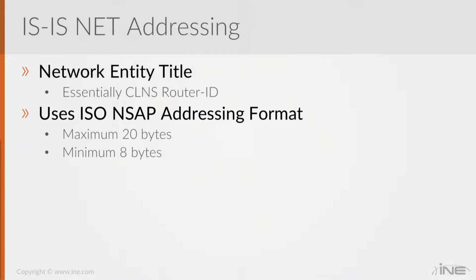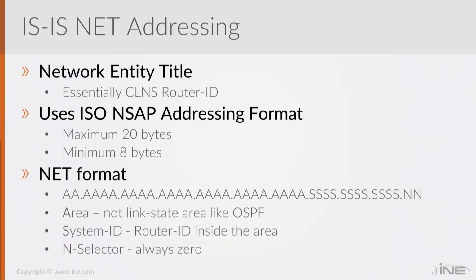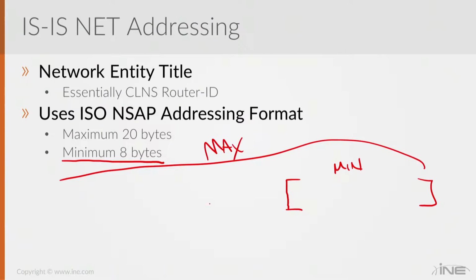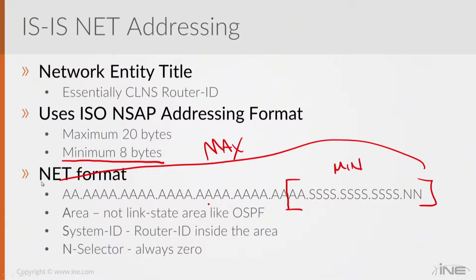Now, the specific format, though, is what typically trips people up, because it's a 20-byte ISO NSAP address, and the format looks something like this, where we have 3 fields in the format. We have the area, the system ID, and the end selector. At a minimum, the address needs to be 8 bytes long, so it means the minimum address length is going to be there. And the maximum is the entire 20-byte address. But the key here is that anything that is beyond the system ID to the left of this is going to be the area identifier.